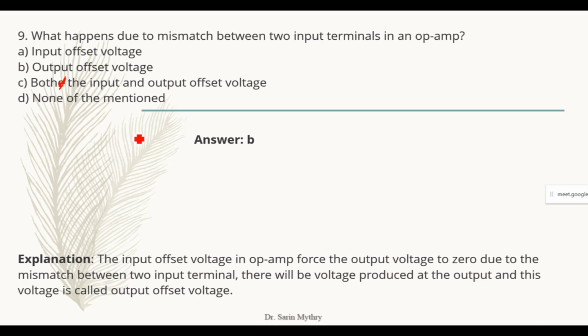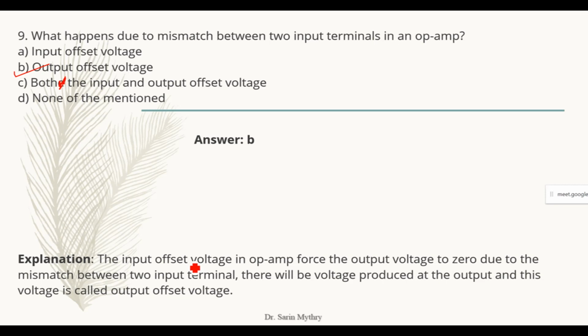So let us see how it is option B. See now, the input offset voltage in an op-amp forces the output voltage to become 0 due to the mismatch between the two input terminals. Just now it is related to the previous question. What happens if there is a mismatch between the two input terminals? Because of that, you will be developing some offset voltage at the output, and because of that, we are going to force that negative value of the input offset voltage at the input terminal. So that's how the output of an op-amp is going to become 0.